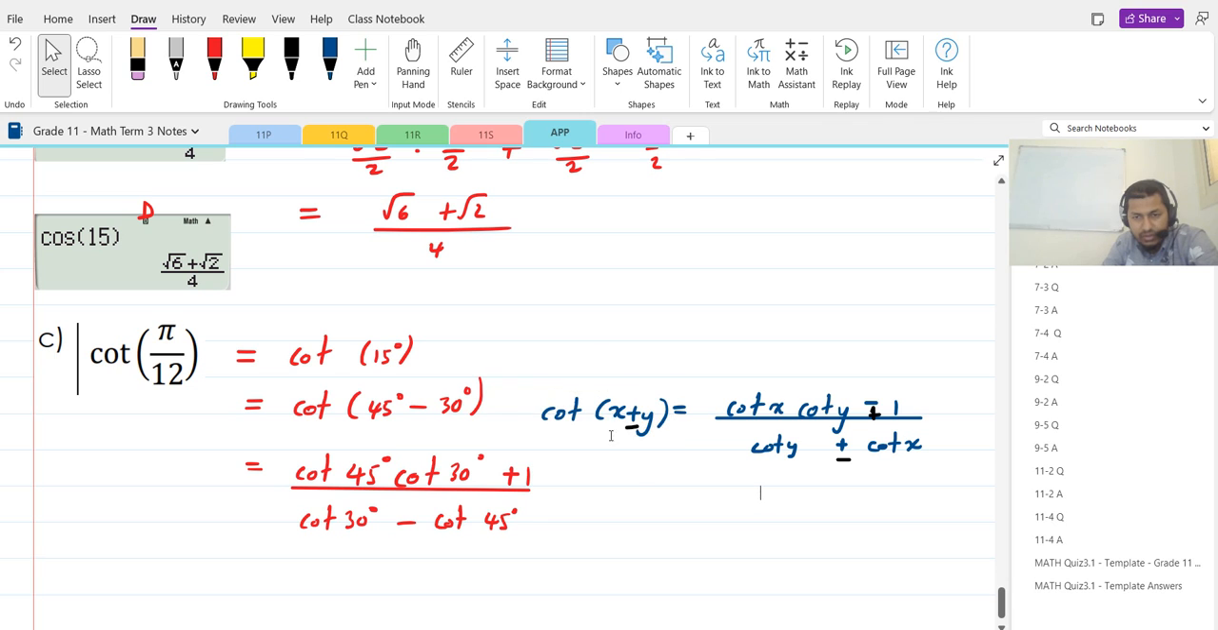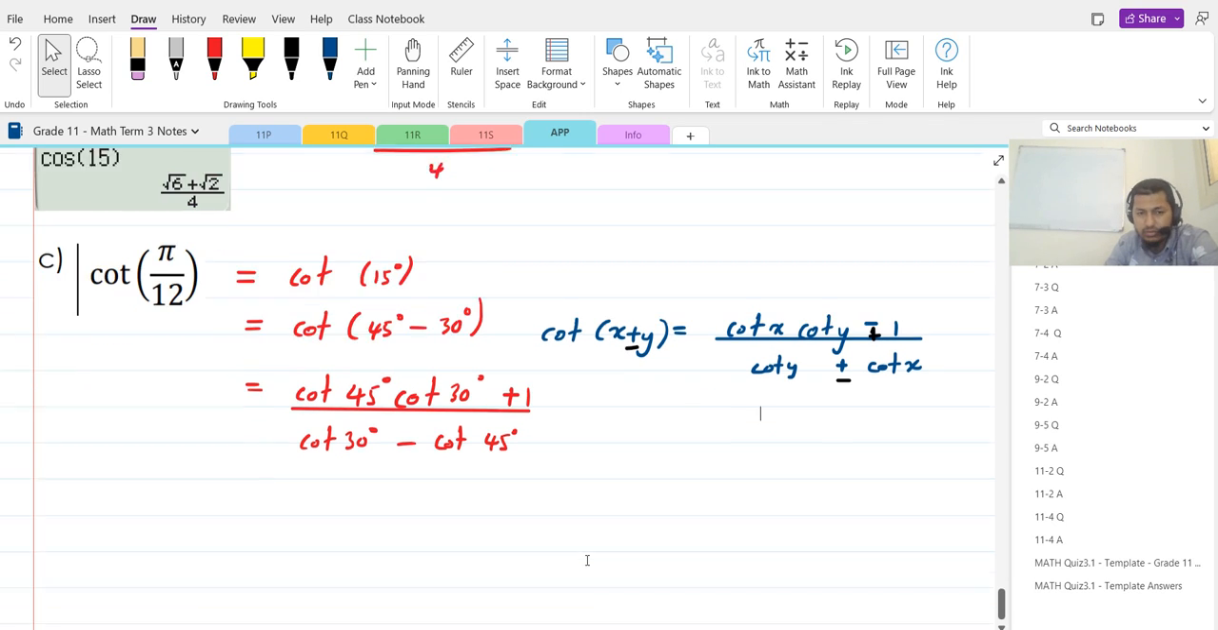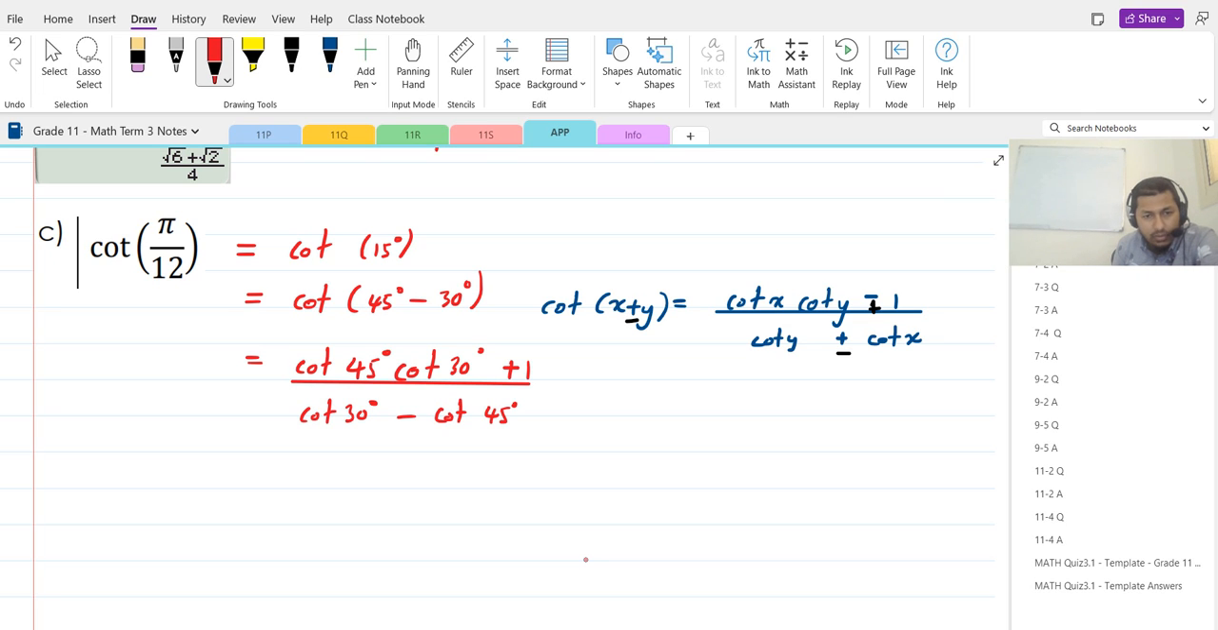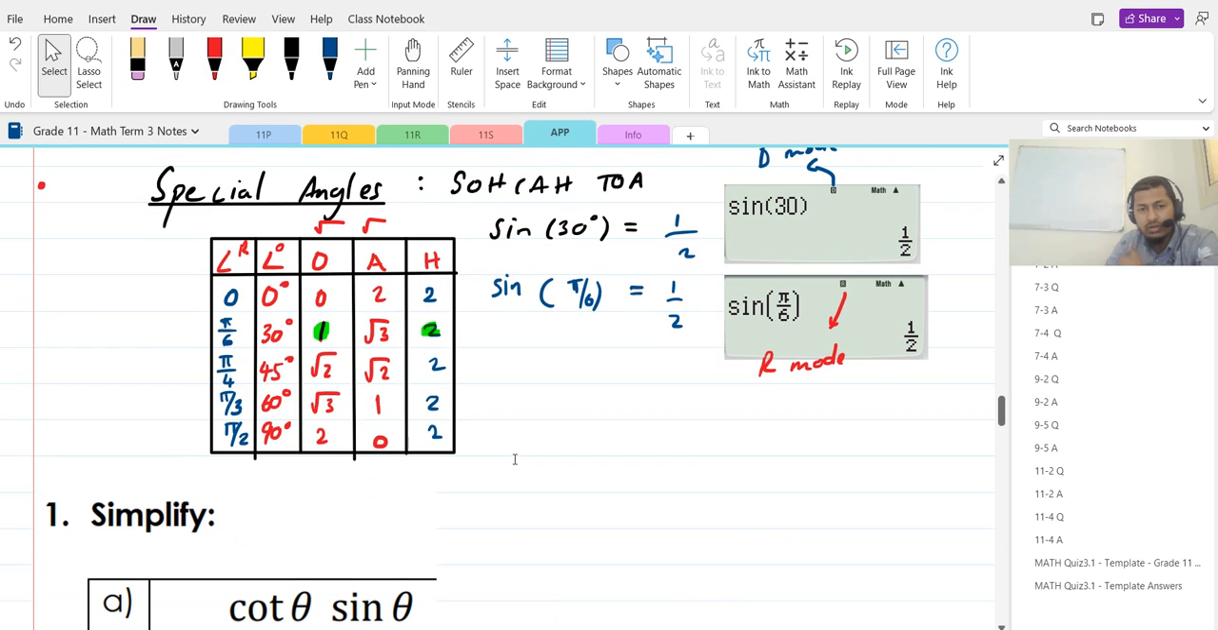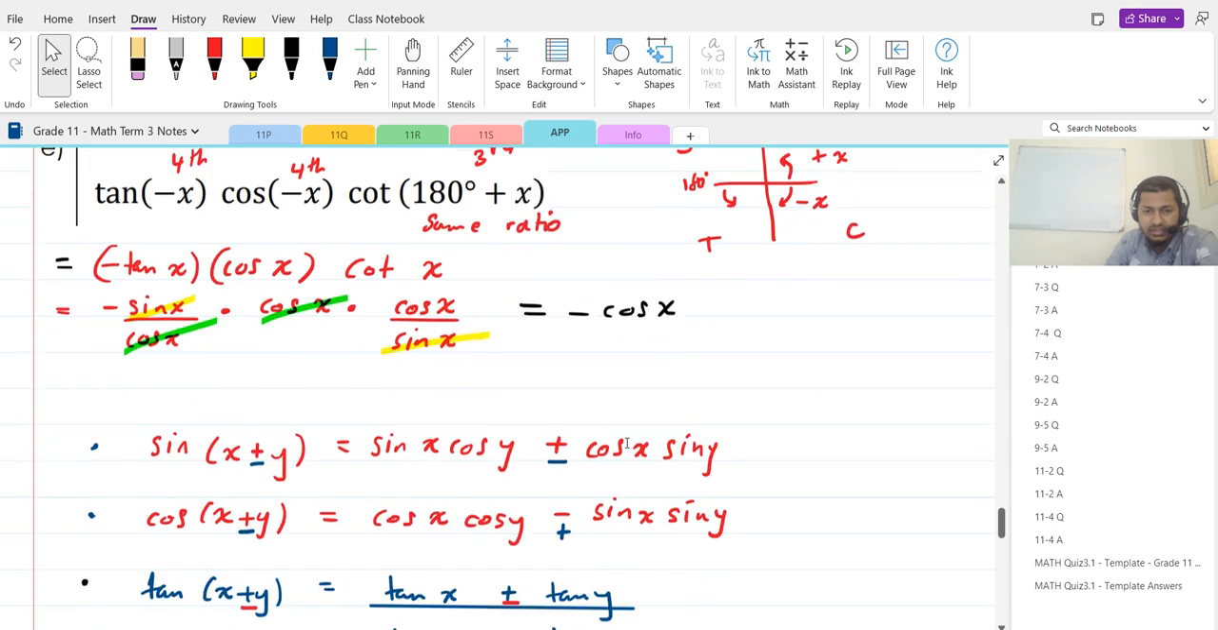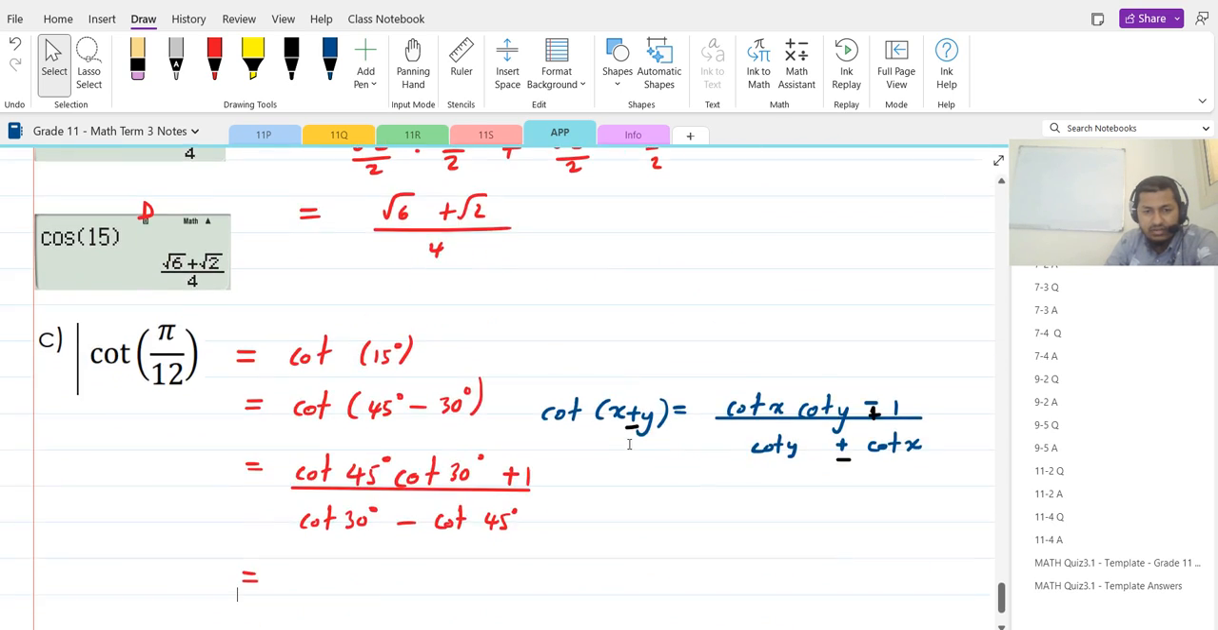It's the one with the minus, so it follows the one with the plus, minus at the bottom, right? So that's fine. What is cot of 45? Now cot of 45, we can use the table here. Cot is adjacent over opposite, 45, root 2 over root 2, which is 1 basically. So the cot 45 is 1.